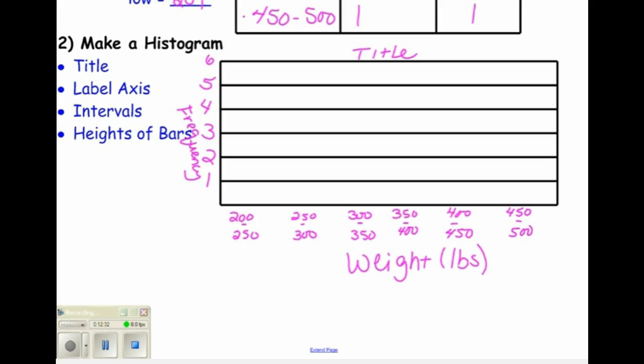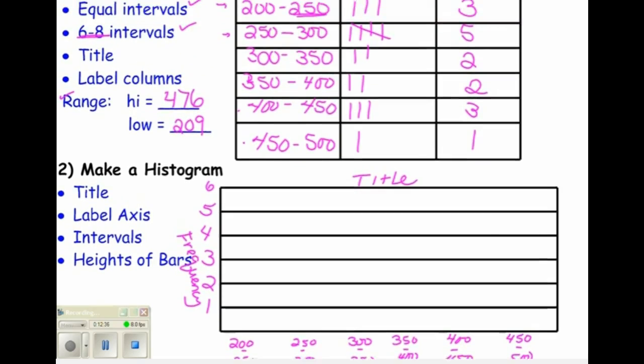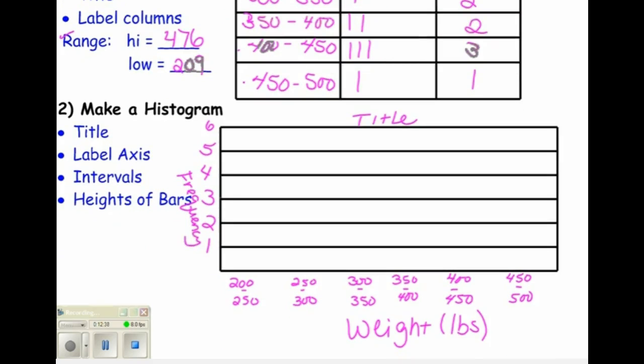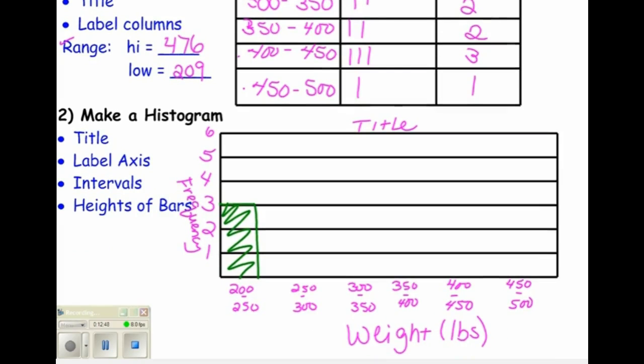Get your labels right. And now it's just a matter of making the height of the bar correspond. So from 200 to 250, it occurred 3 times. Shade that in. From 250 to 300, it occurred 5 times, so my bar will go up there. 300 to 350 occurred twice. My bar should be a little bit more equal, but we're just sketching here anyway.